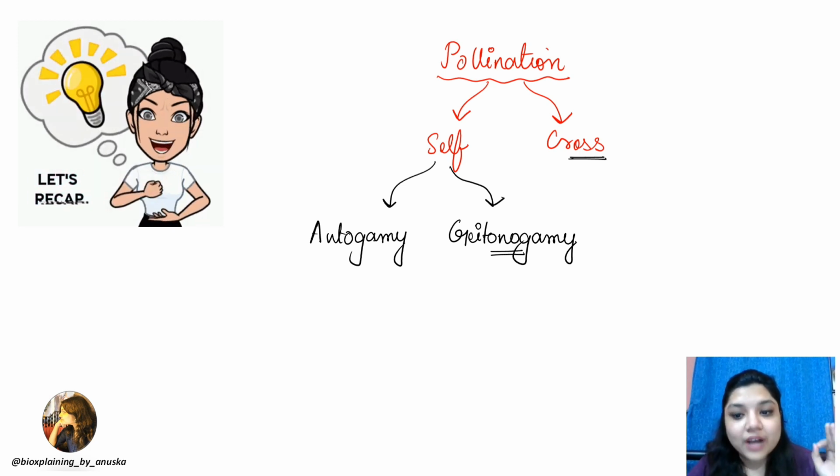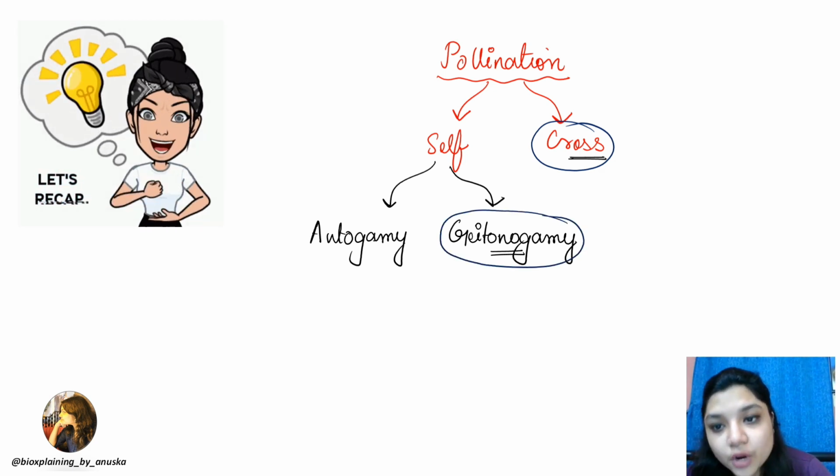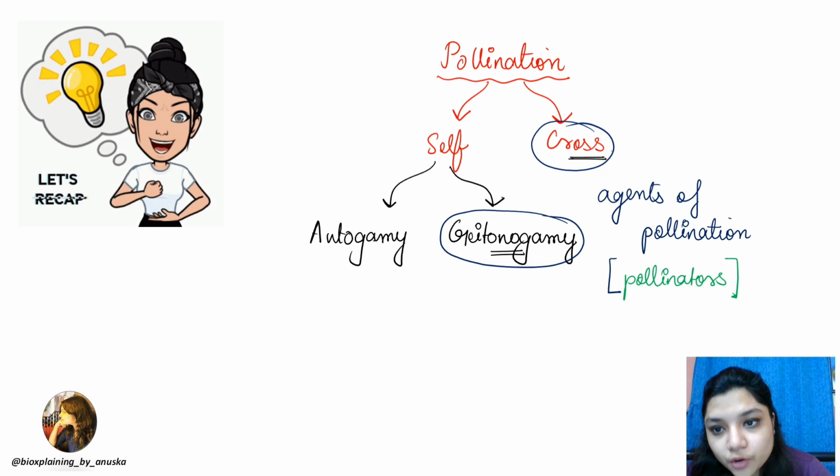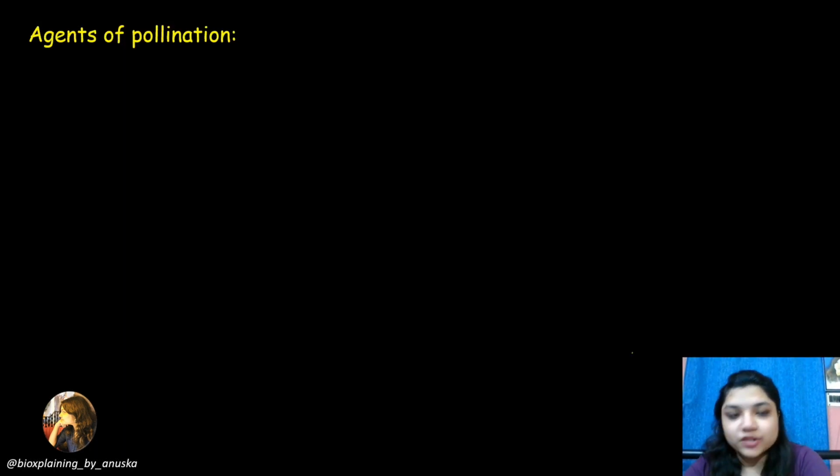So, in case of geitonogamy and in case of cross-pollination, there is a requirement for some agents to help in the pollination, right? So what do we need? Agents of pollination are required. Agents of pollination, or in simple words, we can call them pollinators. Now let us start talking about the agents of pollination.